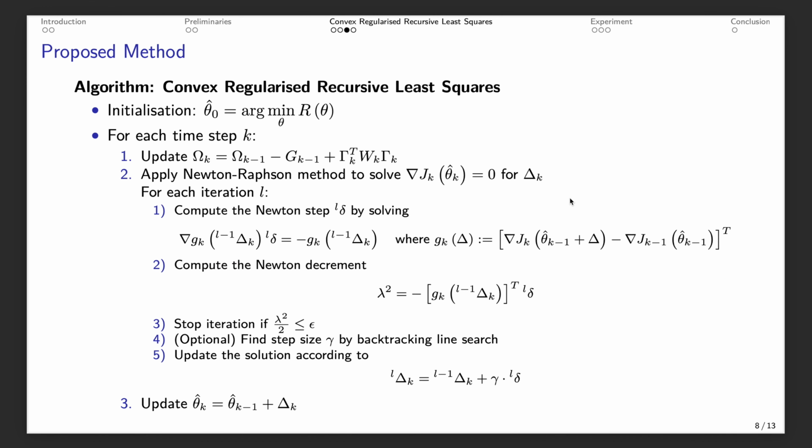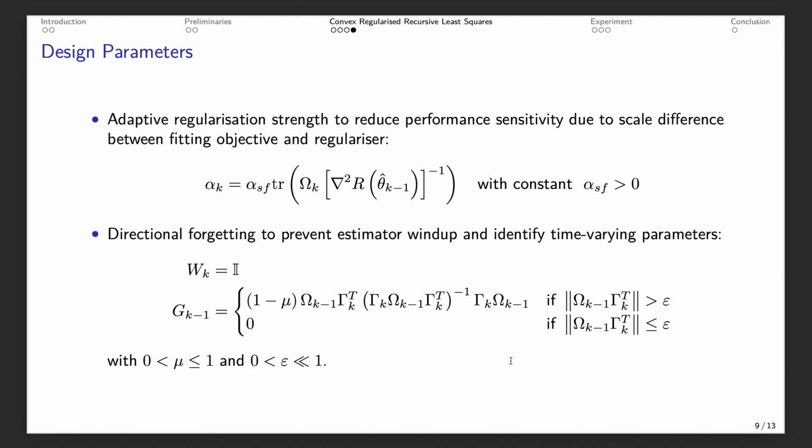For implementation, we first initialize the parameter with a prior value. Then, at each step, we update the information matrix, then apply Newton-Raphson method to find the right increment, update the parameter, and repeat the same process. The weighting factors in the objective function are the design parameters of the proposed method. Many different strategies can be adopted to adjust the weighting factors over time, and the examples are adaptive regularization strength and the directional forgetting.